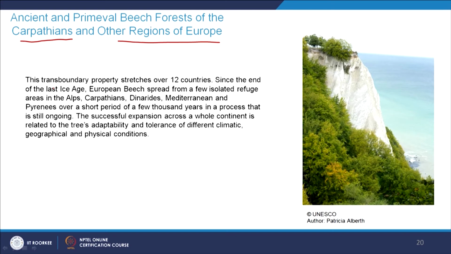Since the end of the last ice age, European beech spread from a few isolated refuge areas in the Alps, Carpathians, Dinarides, Mediterranean, and Pyrenees over a short period of a few thousand years, in a process that is still ongoing. This is related to the trees' adaptability and tolerance to different climatic, geographic and physical conditions. So it shows how natural flora and fauna adapt to these different climatic conditions, because since the ice age these particular landscapes have been able to adapt to various conditions.